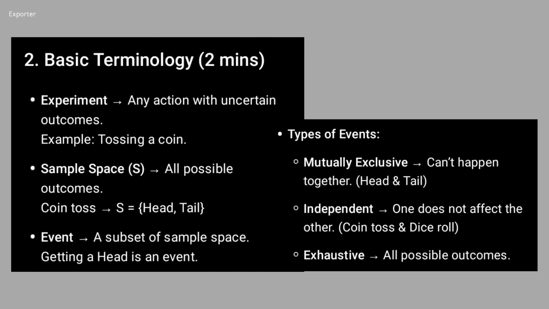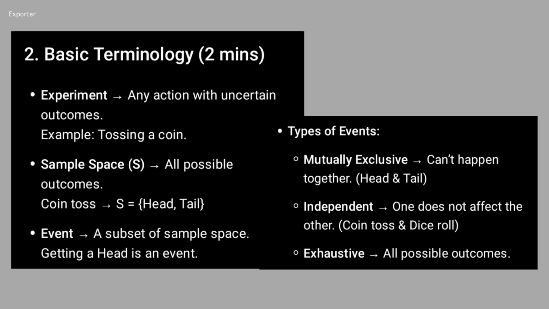2. Basic terminology. Experiment: any action with uncertain outcomes. Example: tossing a coin. Sample space is all possible outcomes. Coin toss: S equals {head, tail}. Event: a subset of sample space. Getting a head is an event. Types of events: mutually exclusive, can't happen together, like head and tail. Independent, one does not affect the other, like a coin toss and dice roll. Exhaustive, all possible outcomes.